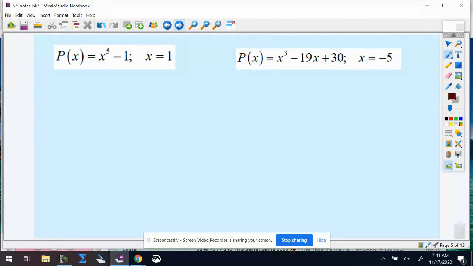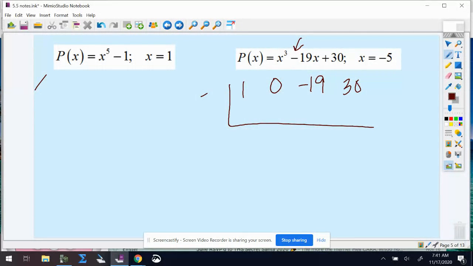I'm not going to do this one. It's a little long. It's the same idea. I'm going to do this second one, the one on the right side, because I think it also can illustrate what I just talked about. Plus, it does need a placeholder. You'll notice there is no x squared. So we have 1x cubed, 0x squared, -19x, and 30.